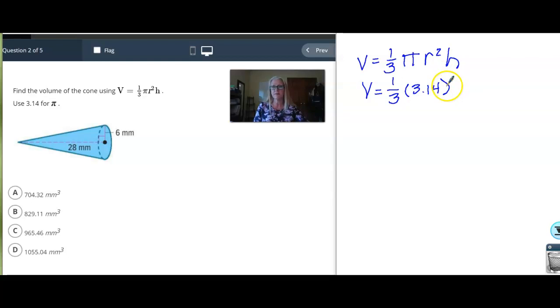And the radius is given there in the picture. The radius is the distance from the center of the base to the edge. So the radius is 6, and you have to square the radius, so 6 squared. Then we're going to do times the height. The height is the distance from the pointy part, the vertex, all the way to the center of the base. So that's 28. No worries, I've done the math ahead of time.